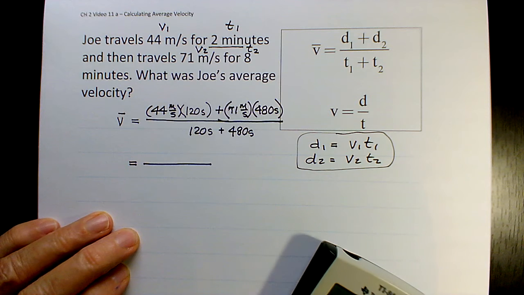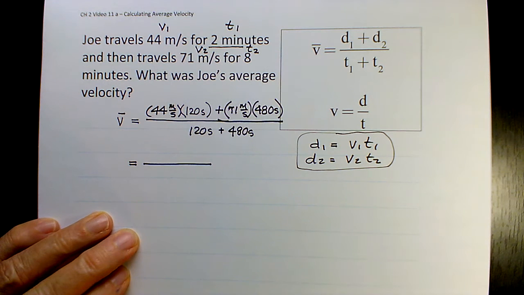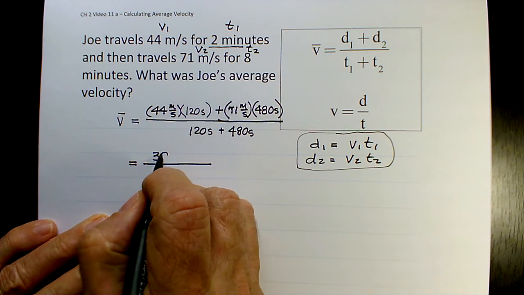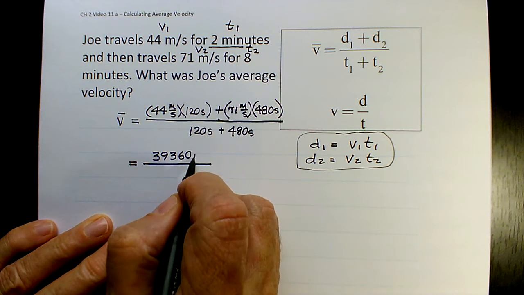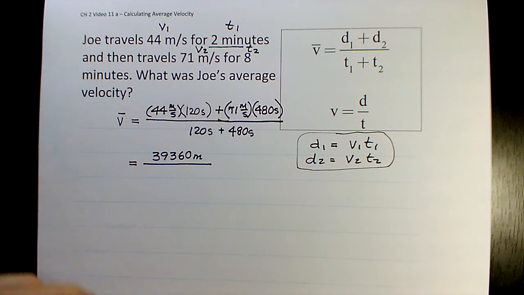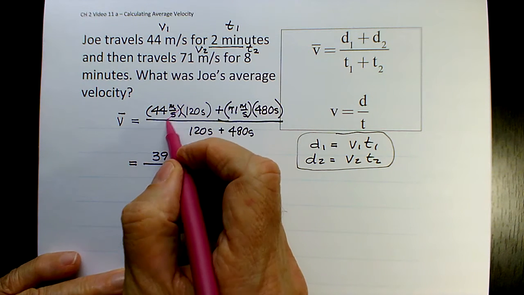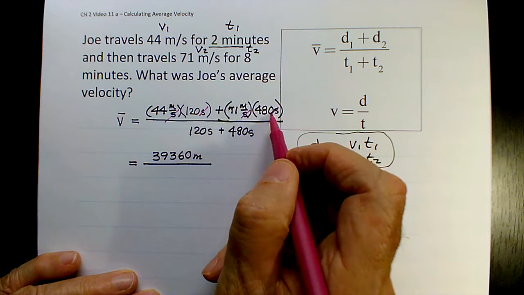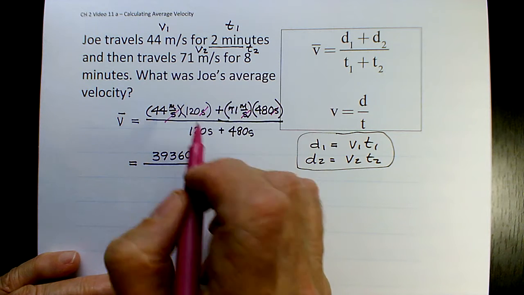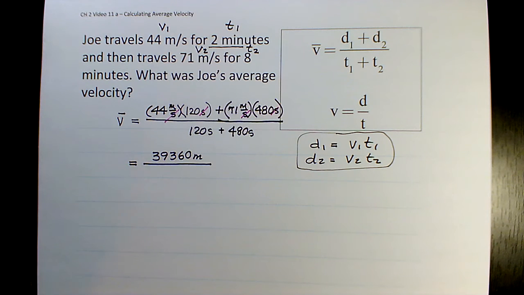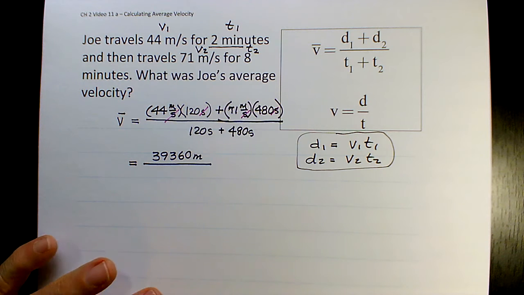So we're going to get 44 times 120 plus 71 times 480, which gives me 39,360 meters. Because, again, paying attention to units, seconds cancel out here and here, and that leaves me with meters plus meters, which gives me meters. And down at the bottom, I'm going to get 600 seconds.